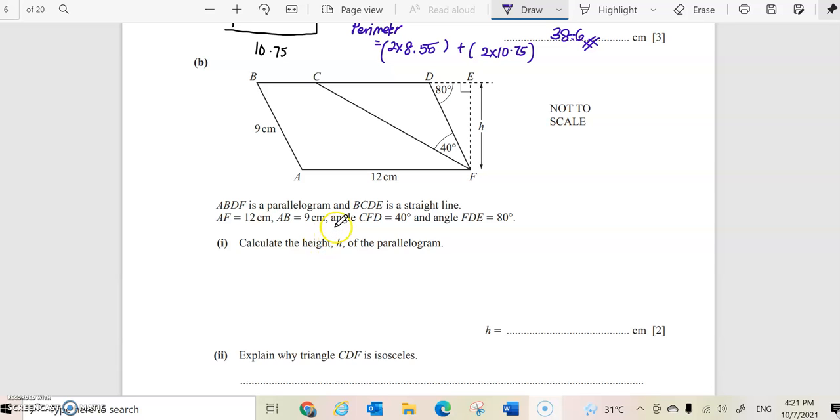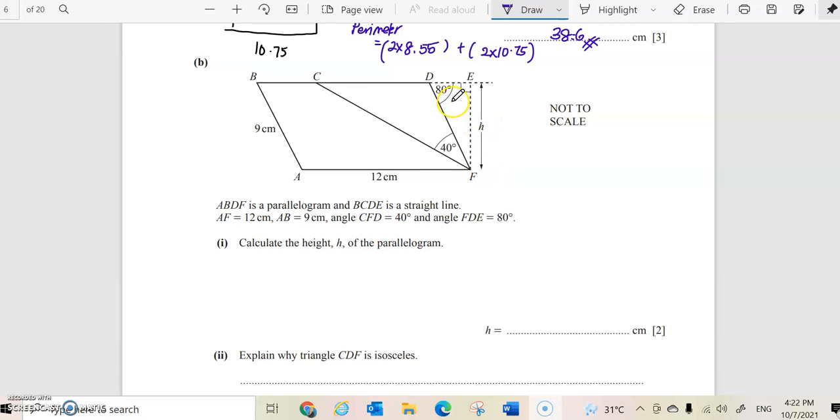Okay, next question B. ABCDF is a parallelogram and BCDE is a straight line. AF is equal to 12 centimeter, AB is equal to 9 centimeter, and then the angle CFD is equal to 40 degree, and the angle FDE is equal to 80 degree. Calculate the height of the parallelogram. Okay, so kita nak cari height dia kat sini.